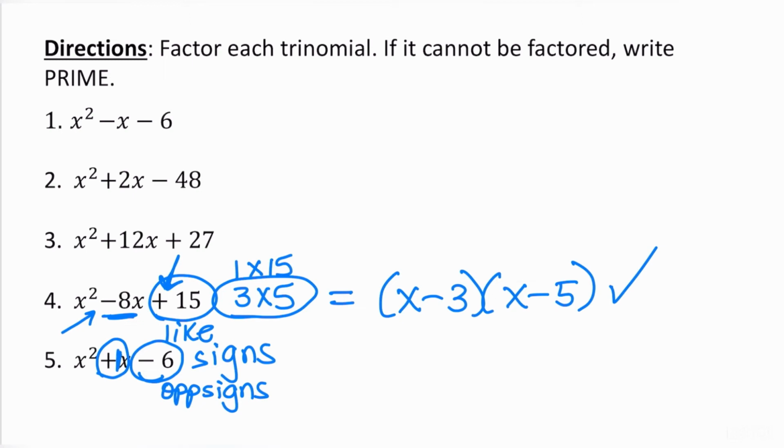So here, these have to multiply to give me negative 6. So let's go to the combinations of 6. 1 times 6, 2 times 3. And that's it. Okay? So that's the only things that multiply to give me 6. Remember, it's going to be negative 6. So that means one of these has to be negative, and my answer has to be a positive 1.